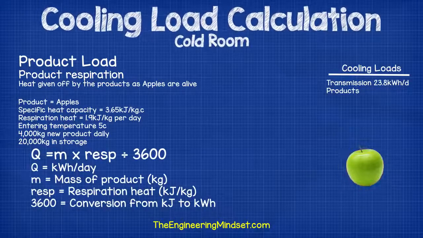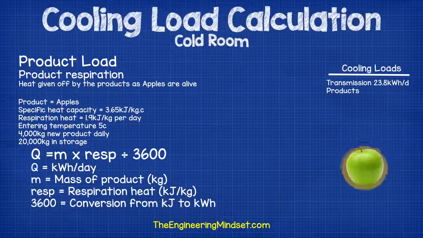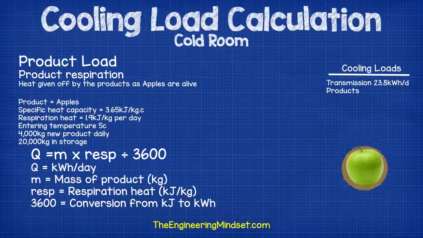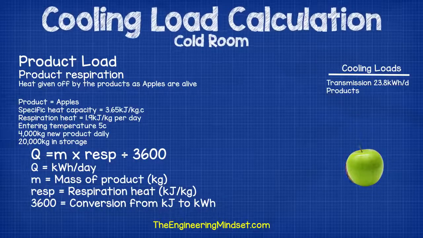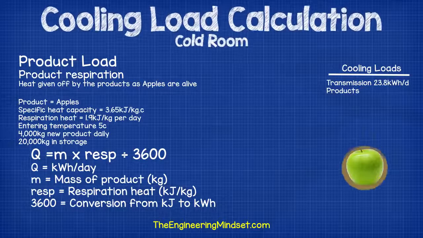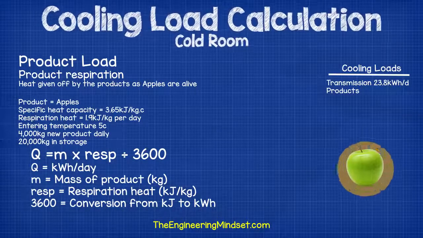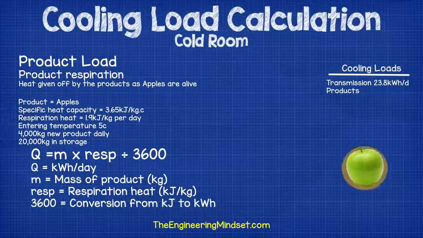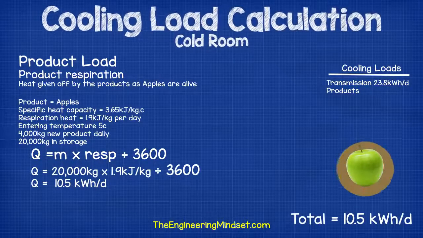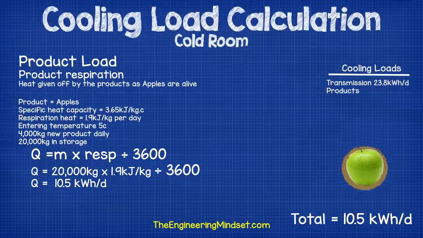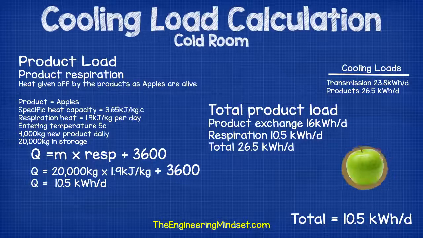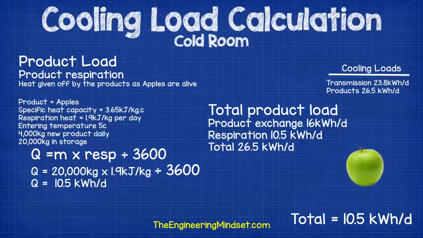To calculate this, we'll use the formula Q equals M multiplied by resp divided by 3,600, where Q equals kilowatt hours per day, M equals the mass of products in storage, resp equals the respiration heat of the product, and 3,600 is just to convert the kilojoules to kilowatt hours. If we drop those numbers in, then we'll see it comes out at 10.5 kilowatt hours per day. For the product section, we'll just sum the exchange and the respiration load together to get 26.5 kilowatt hours per day.